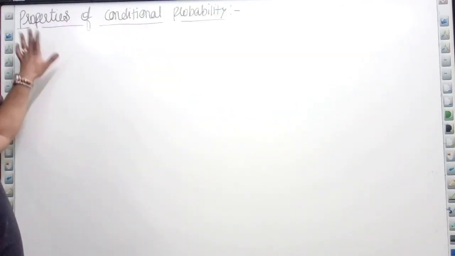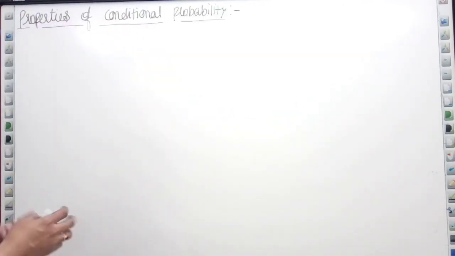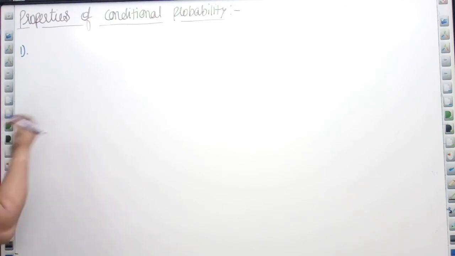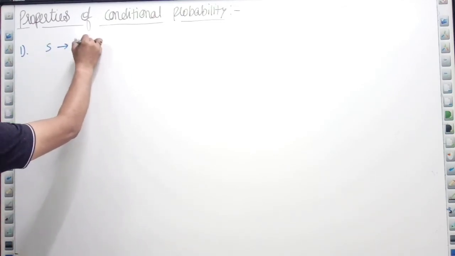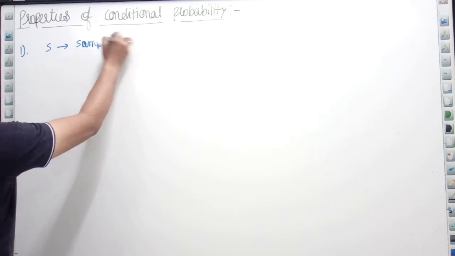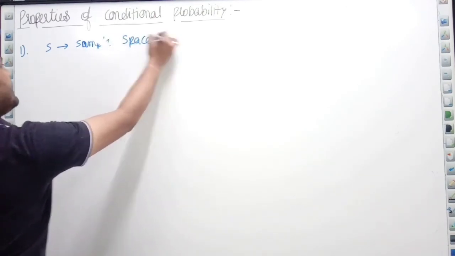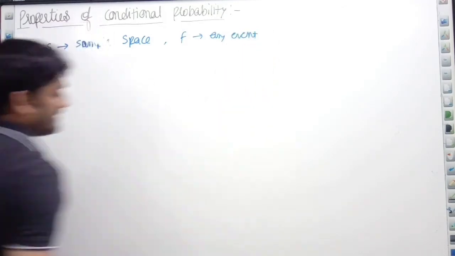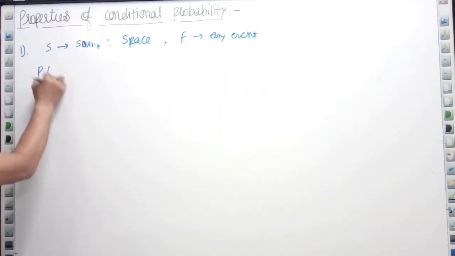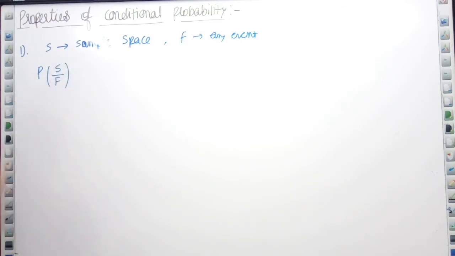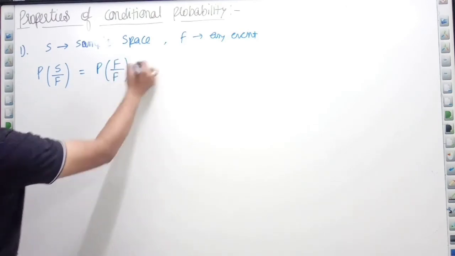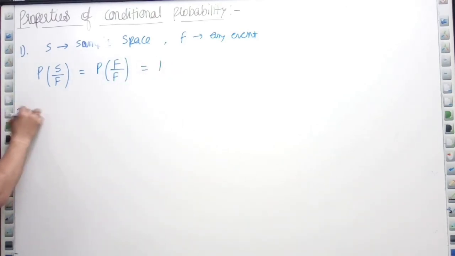Now we have the properties of conditional probability. The first property: suppose S is a sample space and F is any event. Then P(S upon F) is equal to P(F upon F), which is equal to 1.